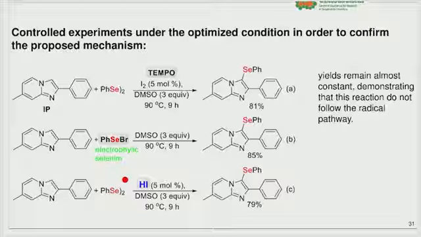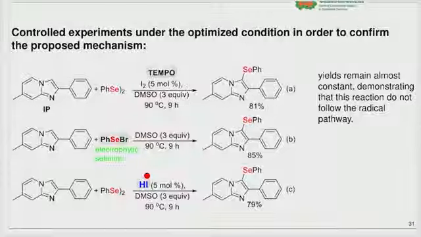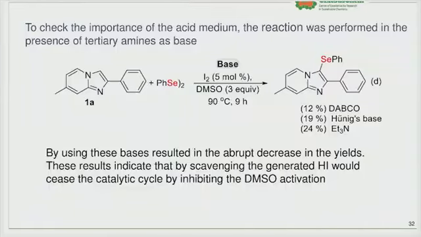In the next step, we performed a reaction in the presence of HI as a catalyst instead of molecular iodine, which resulted in the product in 79% yield also, which signifies that HI could be the intermediate in this transformation. Now, if HI is the intermediate in this reaction, why not try to inhibit it? Why not capture that HI?